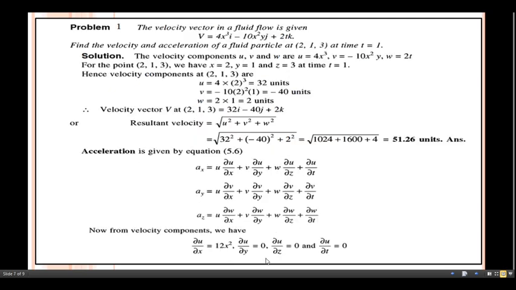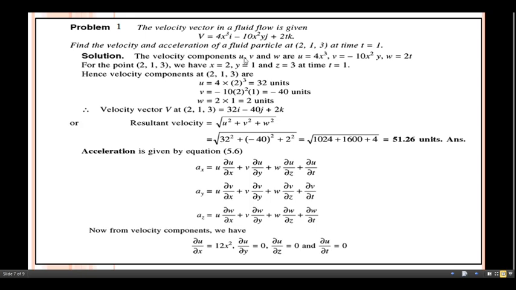Okay, so let us discuss one problem on the same topic. The velocity vector in a fluid flow is given by v equals 4x cube i minus 10x square y j plus 2t k. Find the velocity and acceleration of the fluid particle at (2, 1, 3) at time t equals 1.